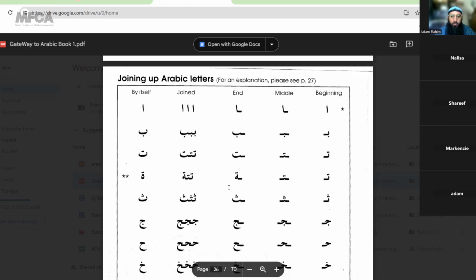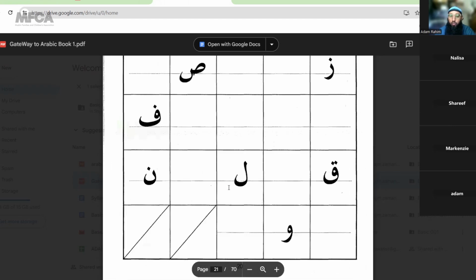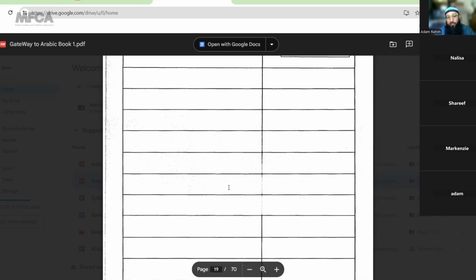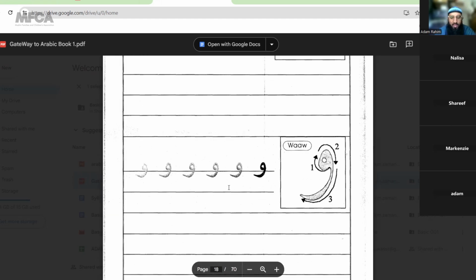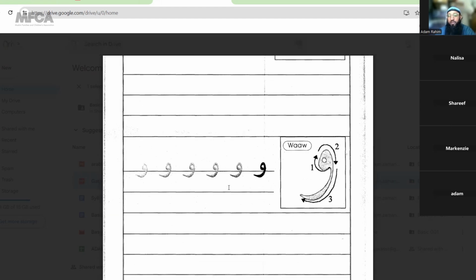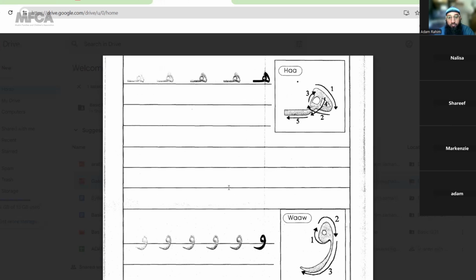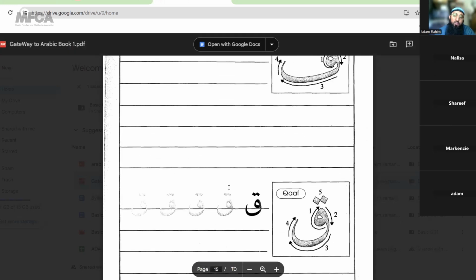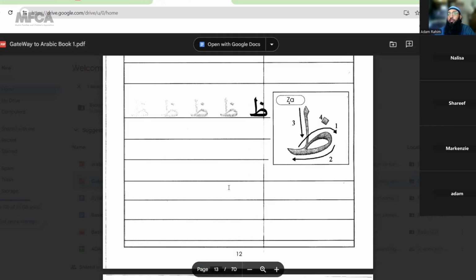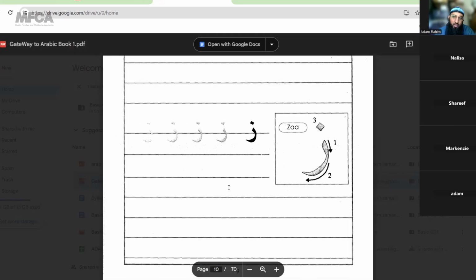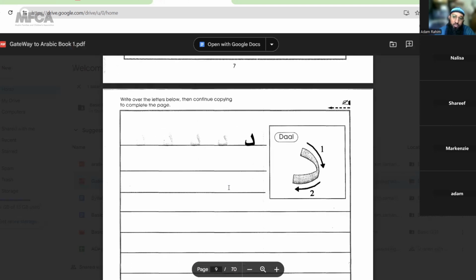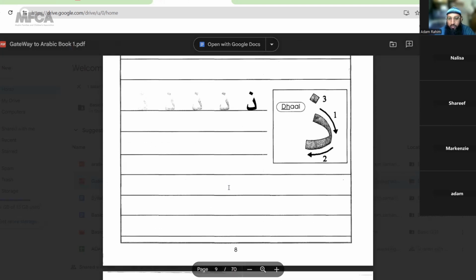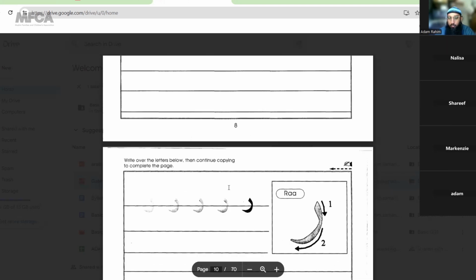Okay, let's go ahead and get started with today's lesson, the new letters. 4 letters again, which look similar. So remember we had ba, ta, tha. They look similar. The difference between them was placement of dots and number of dots. Then we took jim, ha, kha, which also look very similar. The difference between them is placement of dots and number of dots. Now today we're going to take 4 letters which are also similar to each other. The difference between them is the same thing, placement and number of dots.